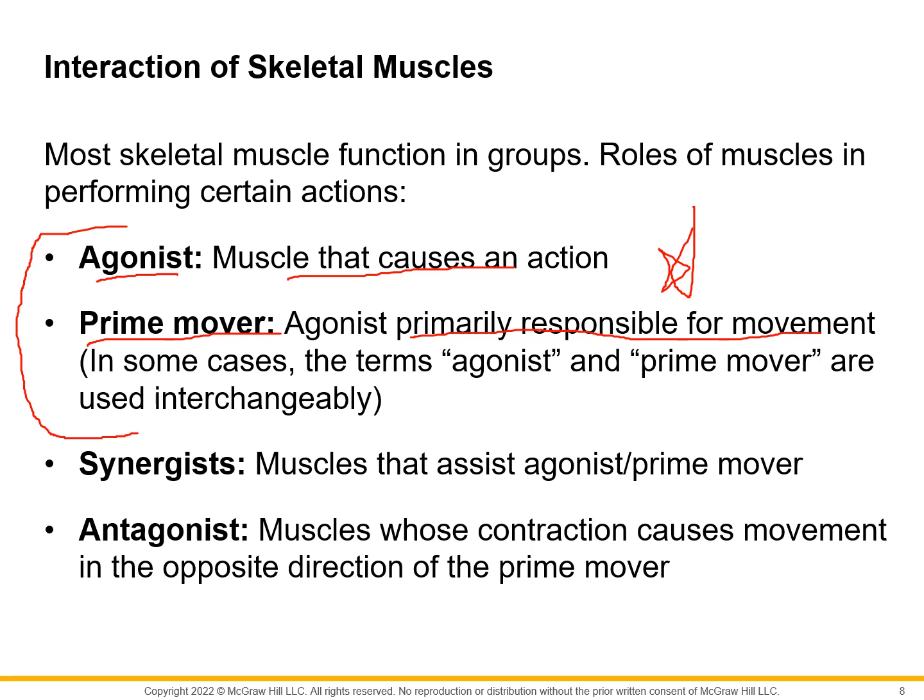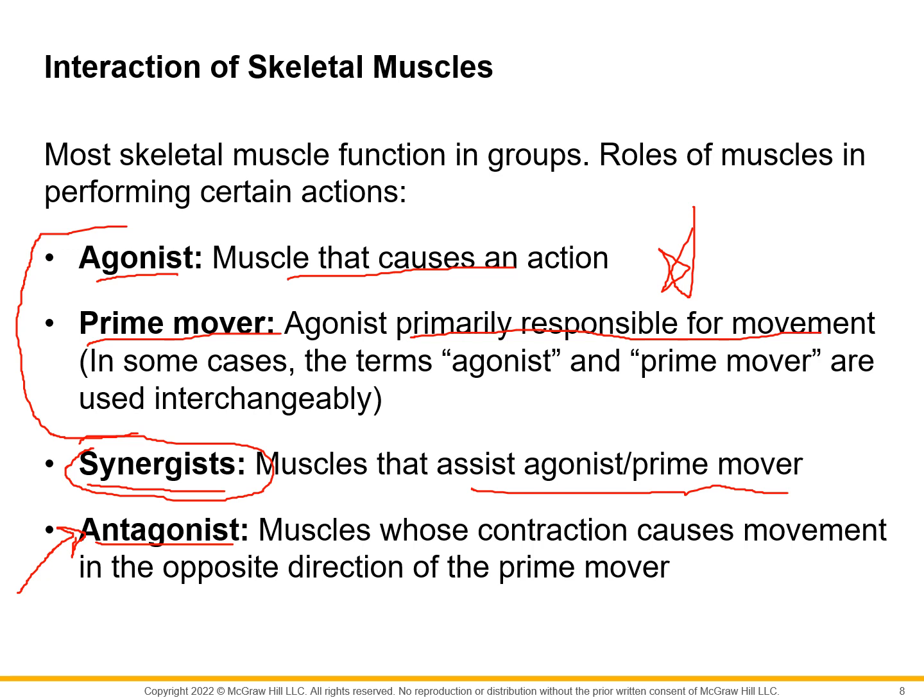But then we're going to have B-list stars. The co-stars, the ones that are helping, but they're not doing all the heavy lifting. All right, so we'll have synergists. These synergists are muscles that help, they aid in it, but they're not the prime mover. And then we're going to have the bad guy, or the one that is going against everything else. This is called the antagonist.